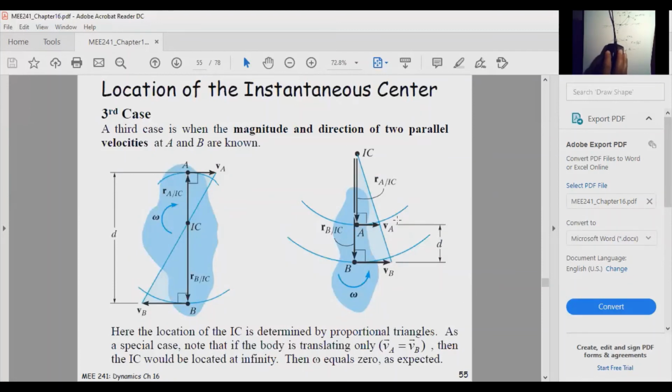The other one is where the velocity at A is equal to the velocity of B. It means that your instantaneous center of rotation is going to be located at infinity. Essentially, the object is translating. It means that it is essentially rotating about infinity. You could, I guess, think about it that way, right?